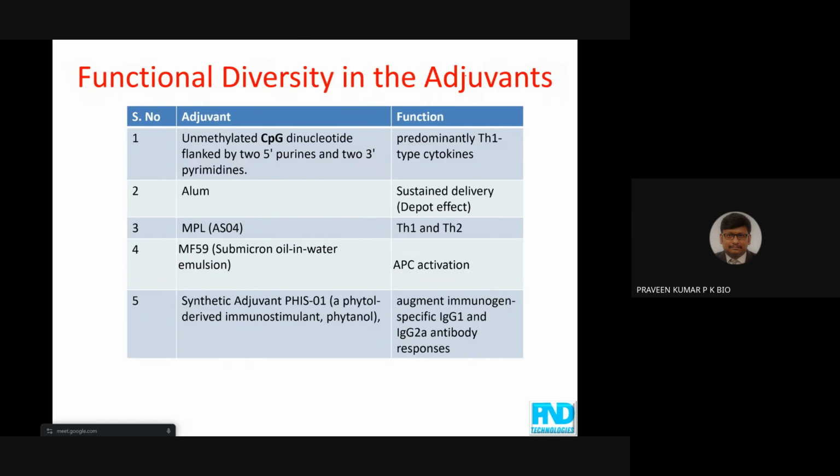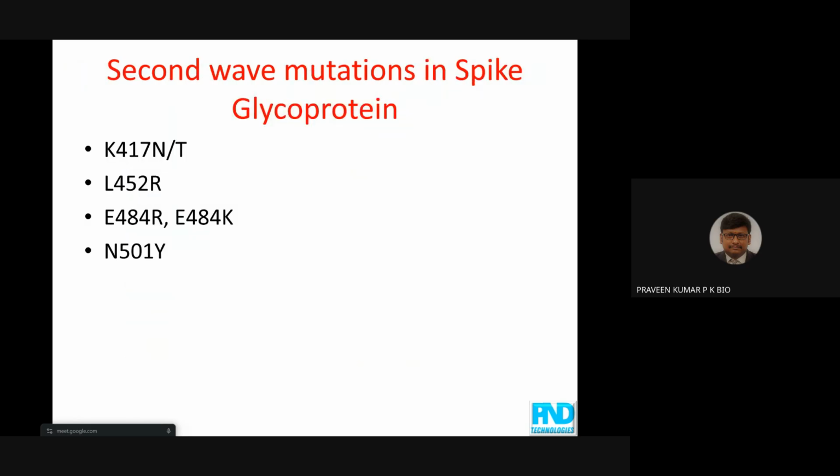And if you see the functional diversity of the adjuvants, the most widely used adjuvant, the inorganic adjuvant used in most vaccines, is alum. This is used for sustained delivery. But nowadays, to avoid the accumulation of inorganic metals, we are using plant-based adjuvants. Synthetic adjuvants like the phytol-derived immunostimulant, phytonol, are also used to augment the immunogenicity and specific IgG1 and IgG2 antibody responses.